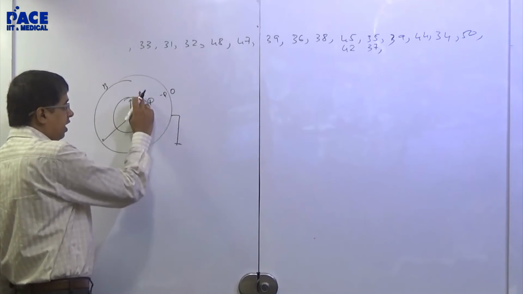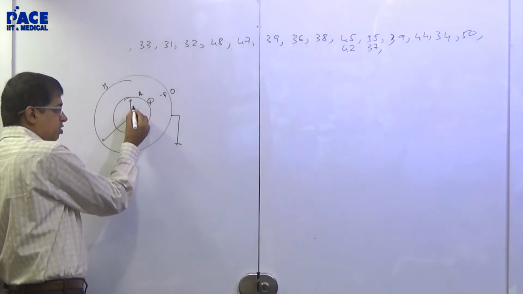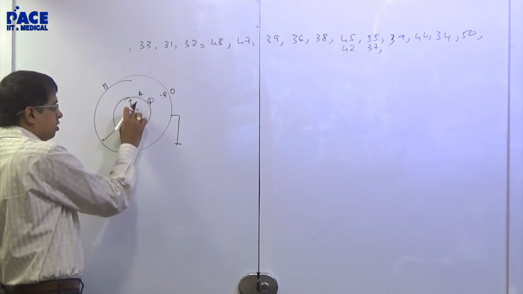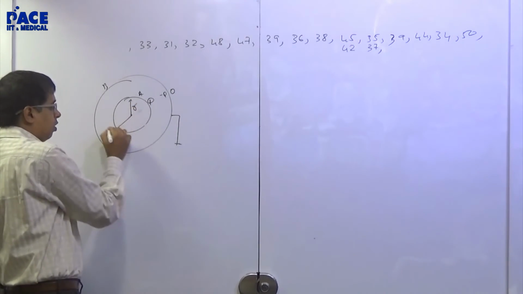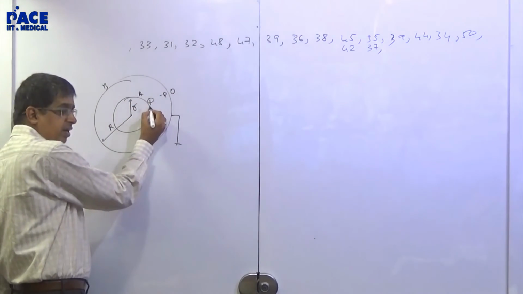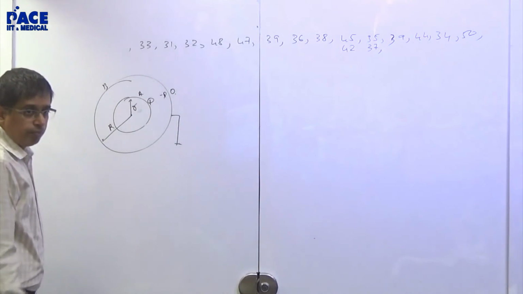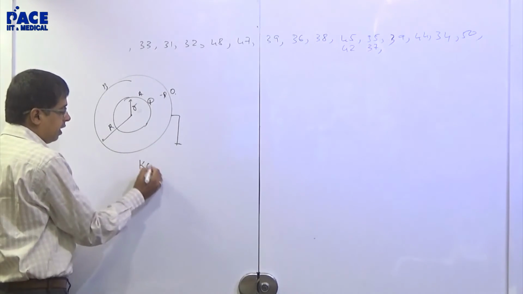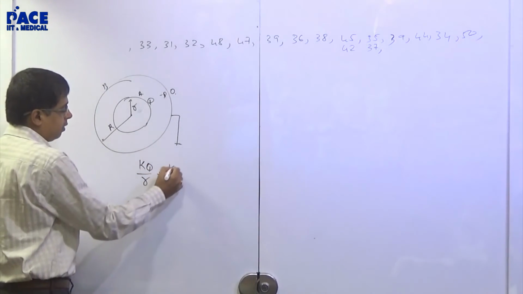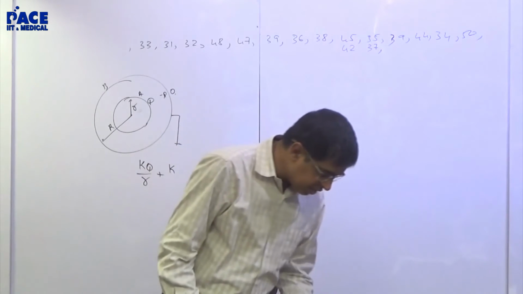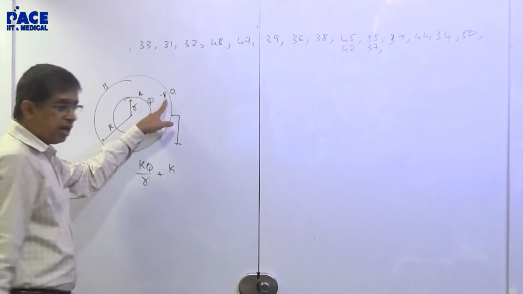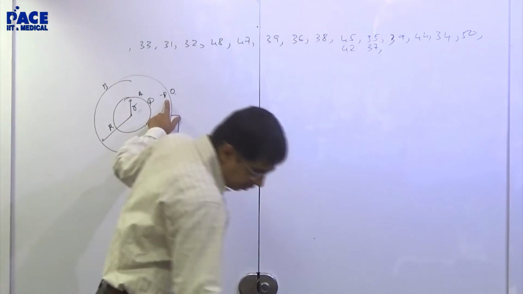Right? A and B are two concentric spheres. I will call this R, small r. I will call this capital R. I have given Q charge to A. This will be minus Q, this will be 0. Agreed? K Q by small r. The charge density on A and B are the same. Charge density need not be the same.